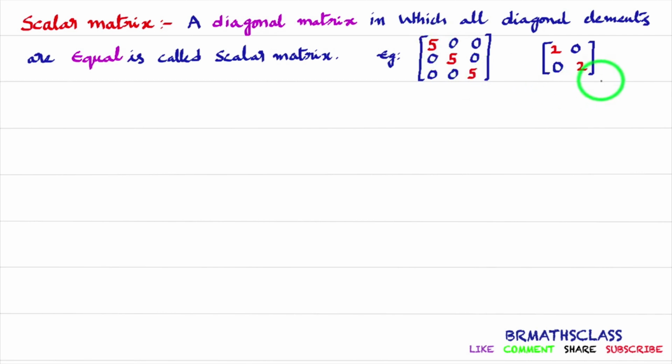Observe this 2 by 2 matrix. First of all, it must be a diagonal matrix. Is it a diagonal matrix or not? What is a diagonal matrix? A square matrix in which all non-diagonal elements are 0. Observe 2, 2. These two are the diagonal elements. These are the non-diagonal elements. Are all non-diagonal elements 0? Yes, this is a diagonal matrix. In this diagonal matrix, are all diagonal elements equal? Diagonal elements 2, 2. So, is it a scalar matrix? Yes, it is a scalar matrix. So, you understand what a scalar matrix is.